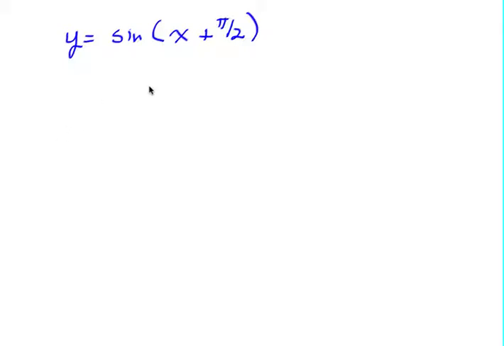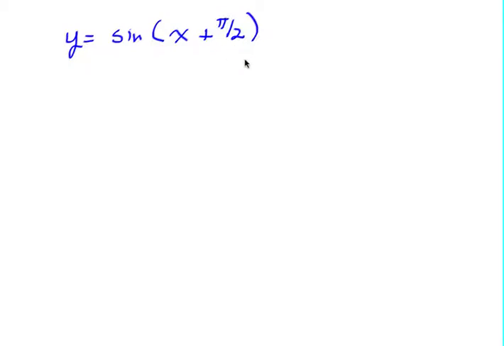Hello again. Today we're going to be graphing our sine and cosine functions with horizontal shifts. This is our C value here, which will be our horizontal shifting. Notice it's the angle plus or minus some value here. So that's our C value, and that's what affects our shifting of the graph left or right on the x-axis.